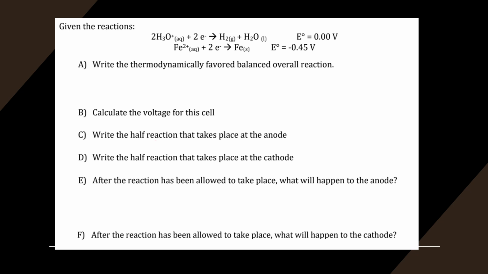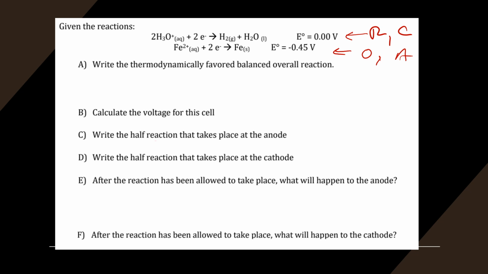Given these reactions, what's going on here? Write the thermodynamically favored balanced overall reaction, calculate the voltage, write the half reaction that occurs at both the anode and the cathode, etc. Not too bad, this is very doable. Remember that the higher value for my potential is where reduction is going to occur. So my reduction is here, and that's my cathode. Here, this is going to be oxidation, and this is going to be my anode.